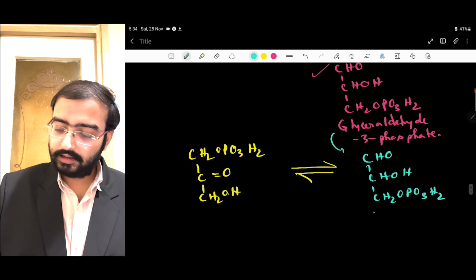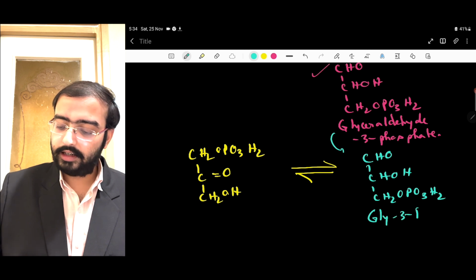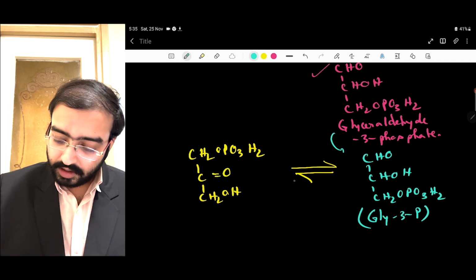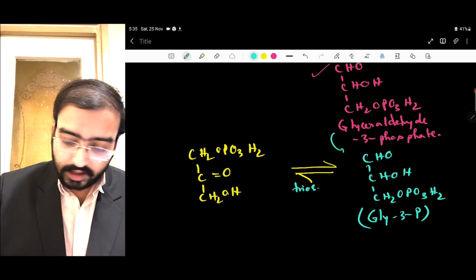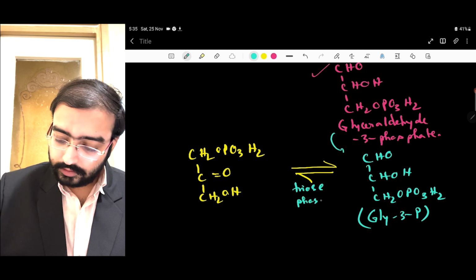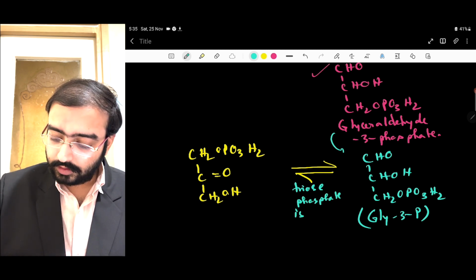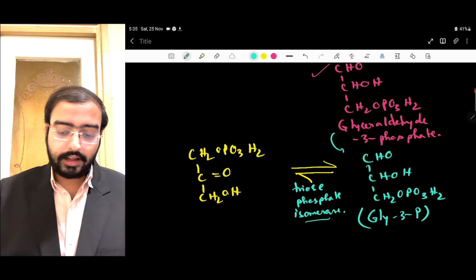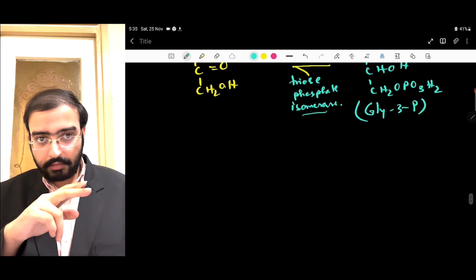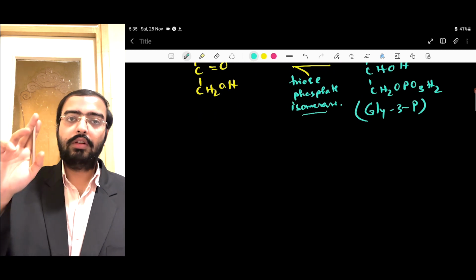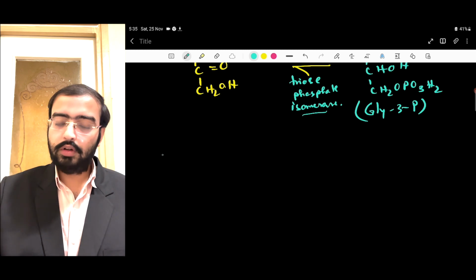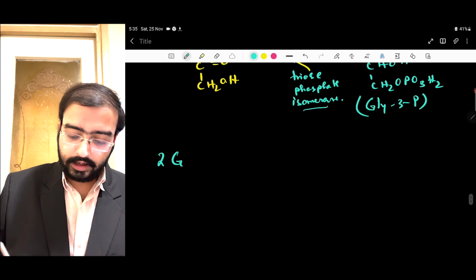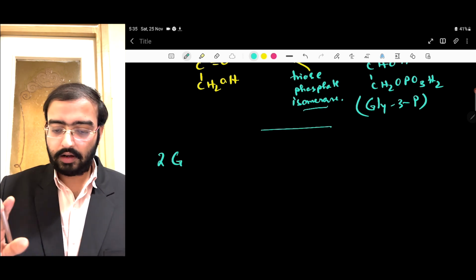This is glyceraldehyde 3-phosphate. This reaction is made possible by the enzyme triose phosphate isomerase. Okay, so there is an isomerization reaction. So now see the beauty, appreciate the beauty. From one molecule of glucose, we already have two molecules of compound. We have two glyceraldehyde 3-phosphates. So until now it is clear, the whole glycolysis process.